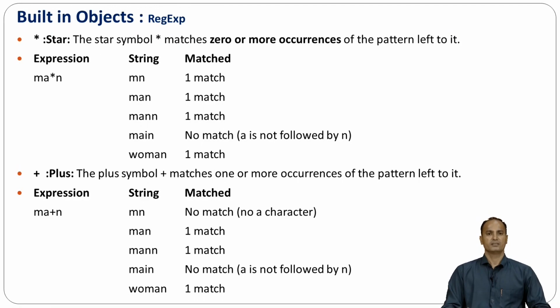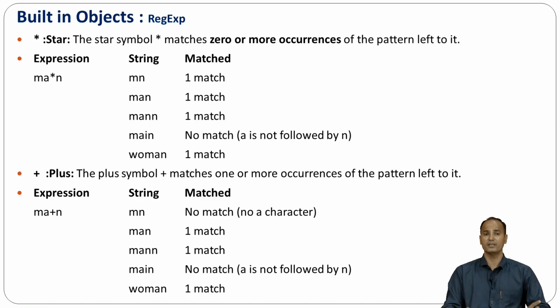Next, star. The star symbol matches 0 or more occurrences of the pattern to the left of it. Star indicates either 0 or more. So, if I write ma*n, that means it will match MN, MAN, MANN. MAIN is not going to match, as A is not followed by N.